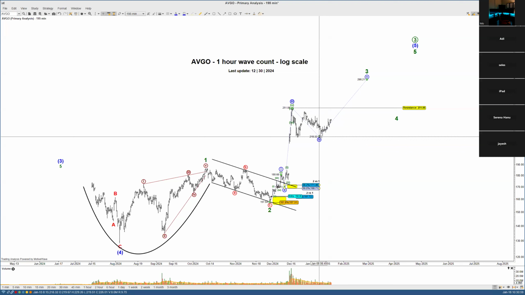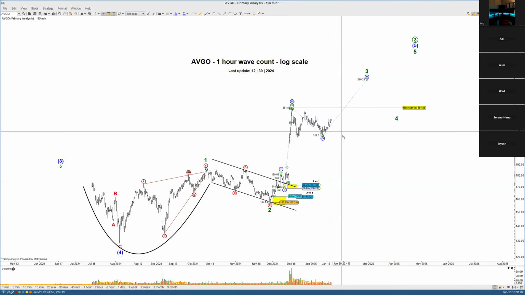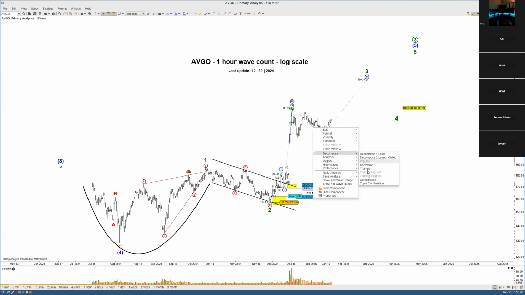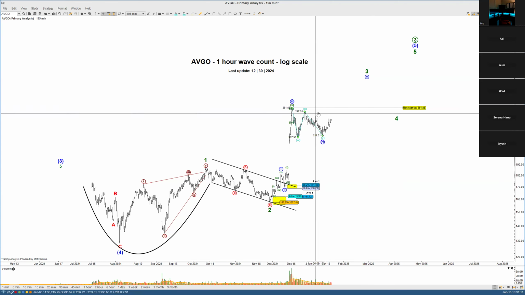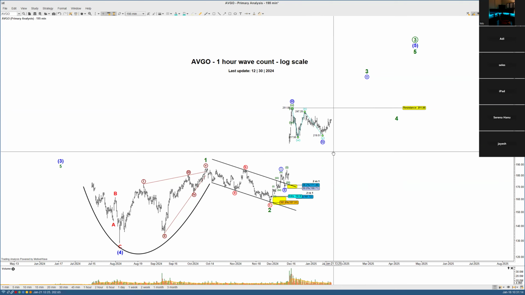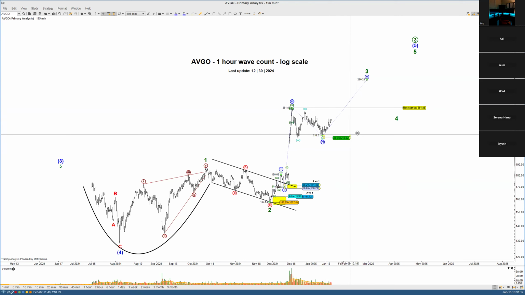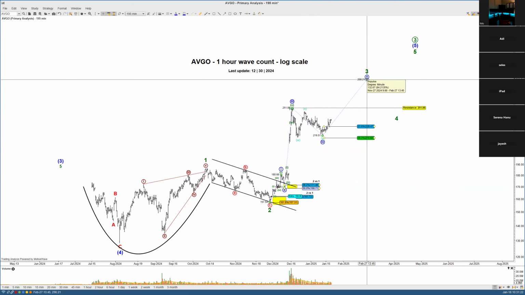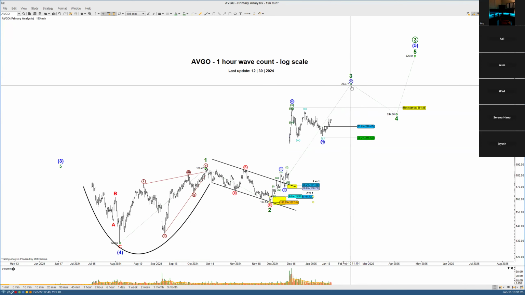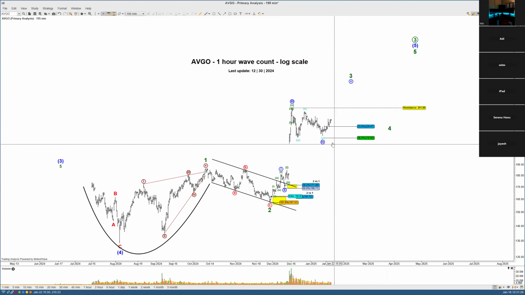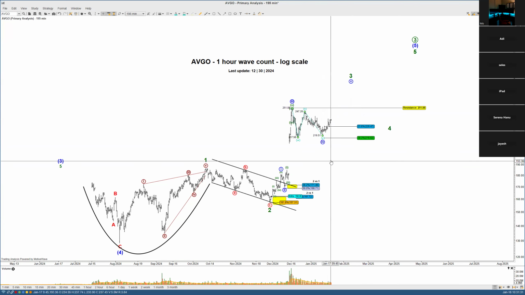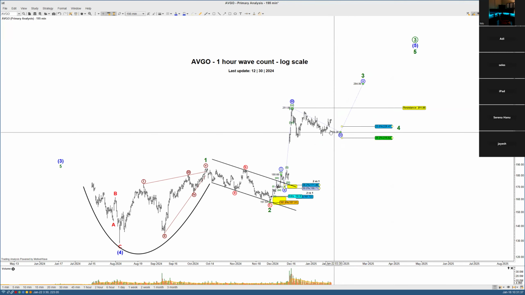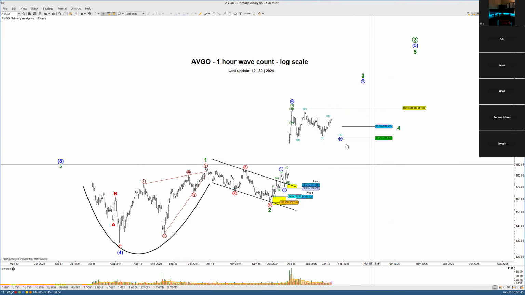We can kind of see it starting to go sideways. You can just make it a WXY complex here, and now you will see if it can make a push to the upside into this fifth wave. Or this could be a potential for a triangulation as well. We can do it that way too. So you can just go like this.